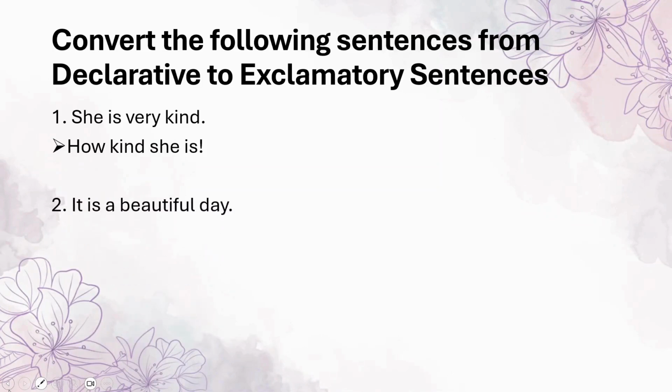Next, it is a beautiful day. Here, a beautiful day is a noun phrase. So we use the structure what plus a plus adjective plus noun plus subject plus verb, and the answer is: what a beautiful day it is.